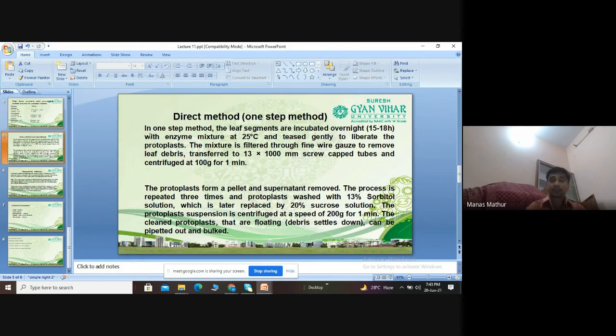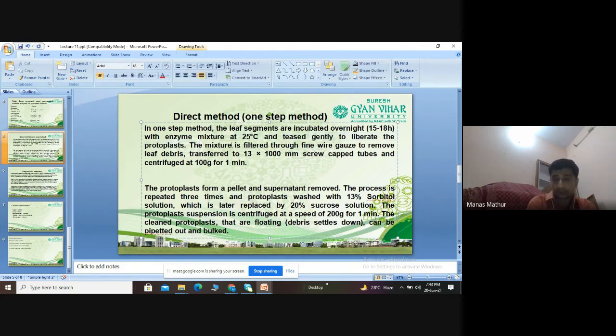The direct method includes only a single step. In that, first we will take the leaf segment from which the protoplast will be isolated. We will incubate this leaf segment for 15 to 18 hours with the enzyme mixture. Once the leaf is treated with the enzyme mixture, we will isolate the protoplast.